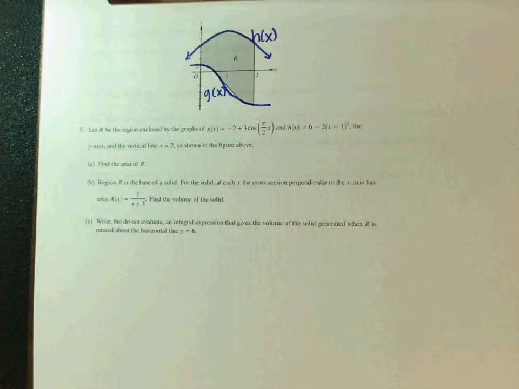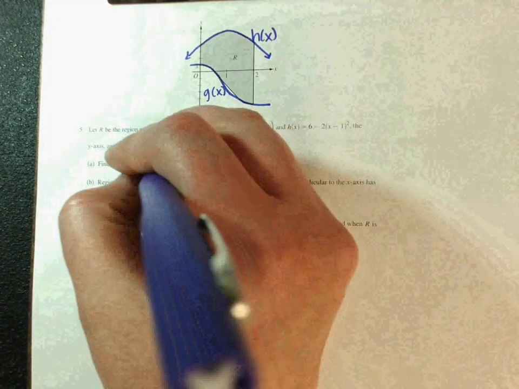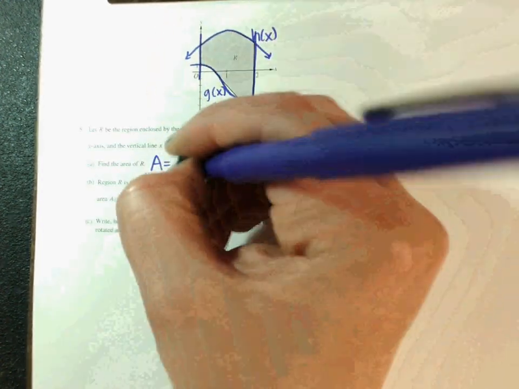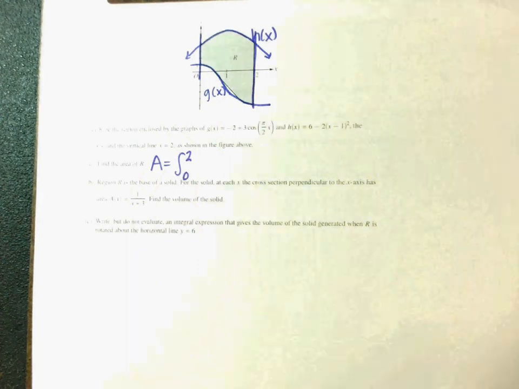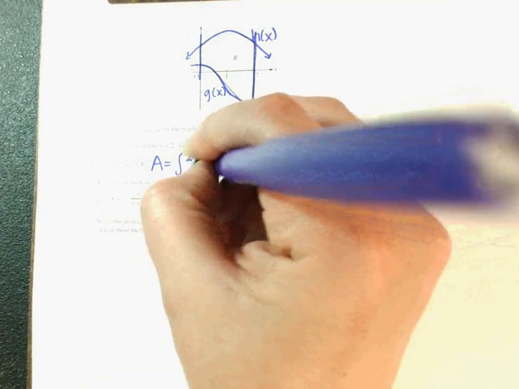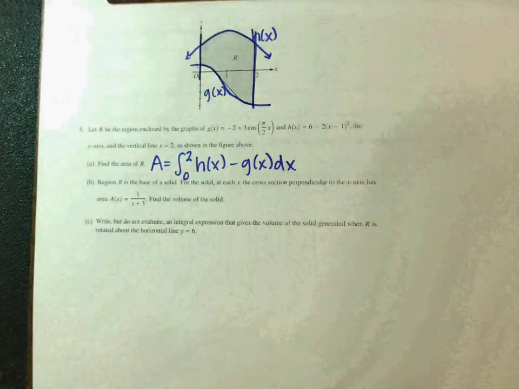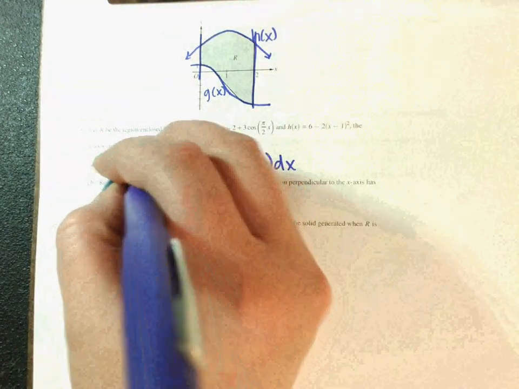So for part A, it says find the area of region R. So area, remember, is the integral from 0 to 2. Those are my x values. And then I do top minus bottom, so it's h of x minus g of x dx. Now we are going to work that out down here.